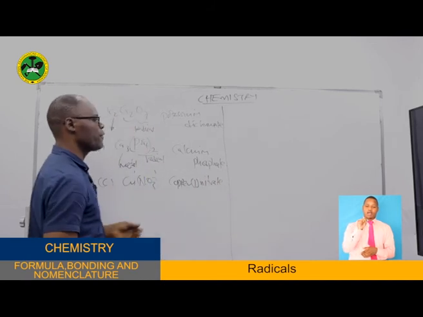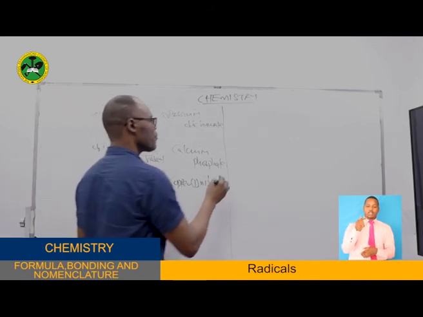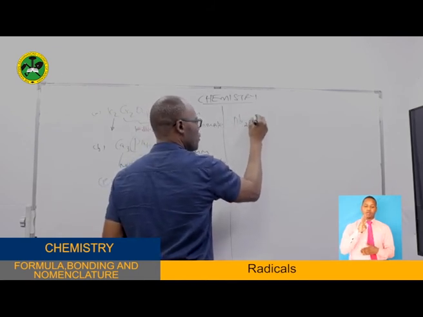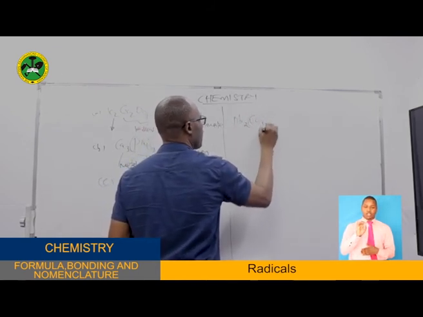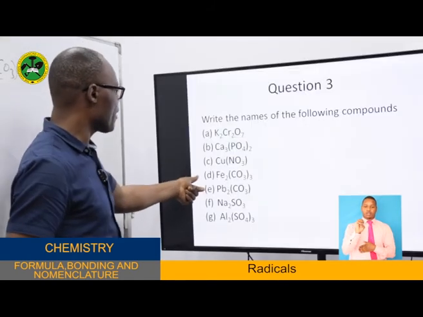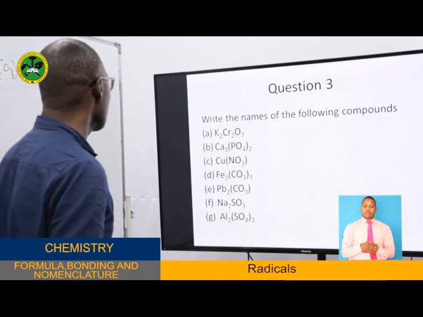Copper 1 nitrate. We also have Pb2CO3. That is part E. I've skipped part D because part D we have just done up front.